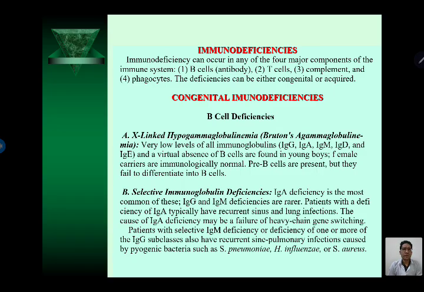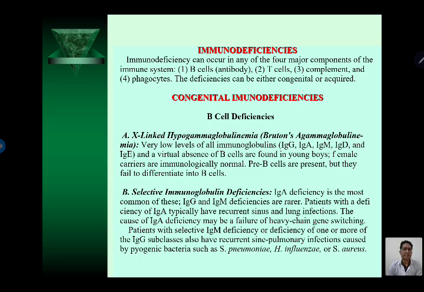So we will move to the next picture, immunodeficiencies. The immunodeficiencies can occur in any of the four major components of the immune system. One is B cell antibodies, second is T cells, third is complement, and fourth is phagocytes. The deficiencies can be either congenital or acquired.